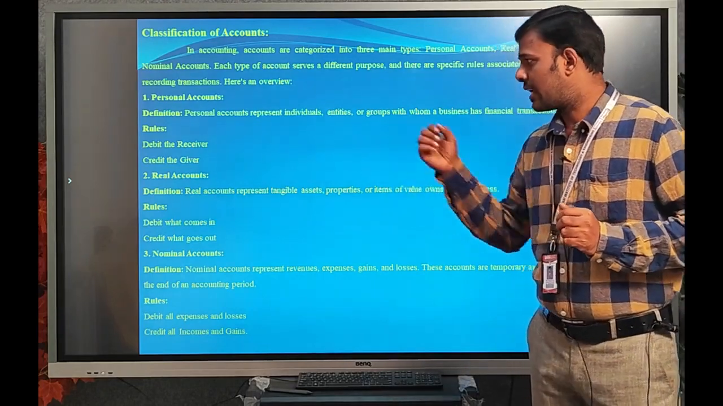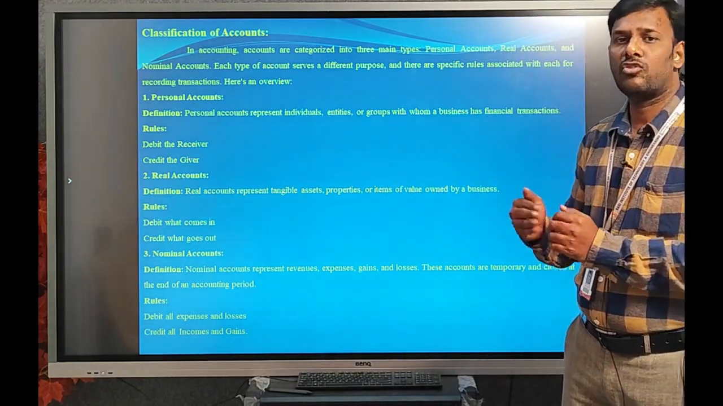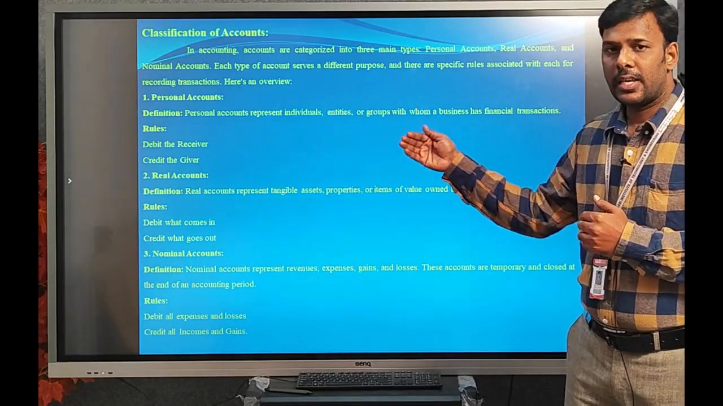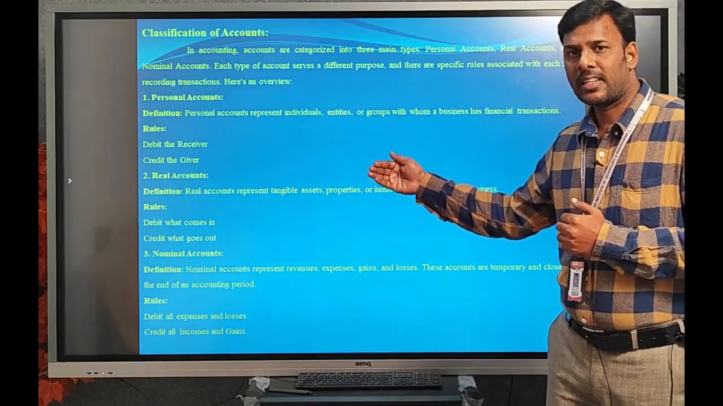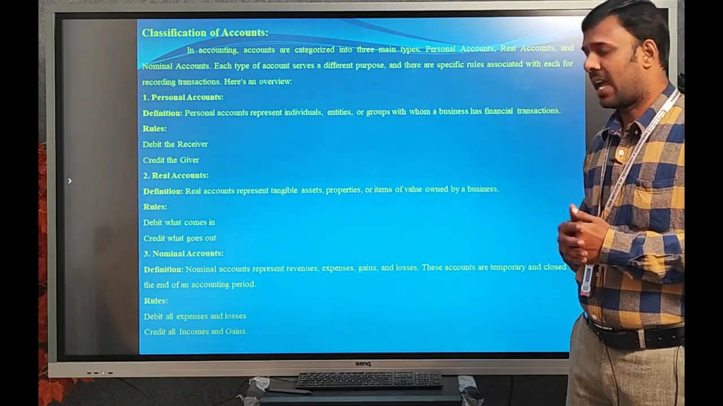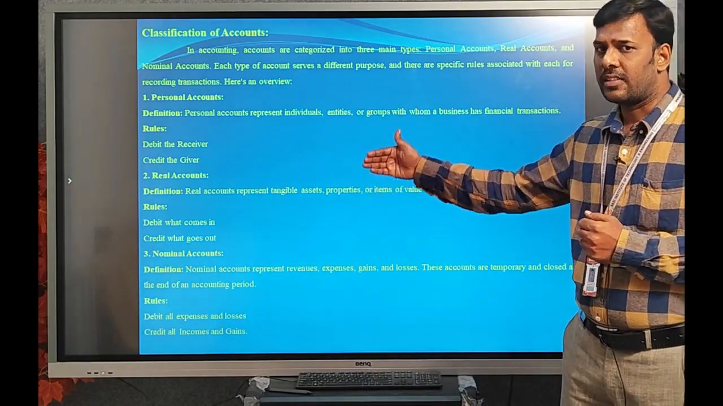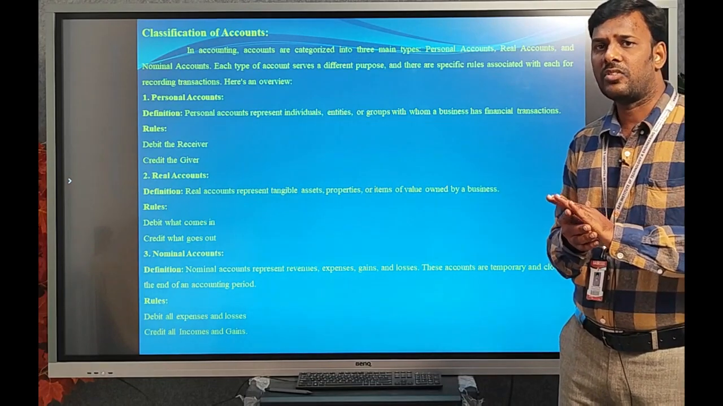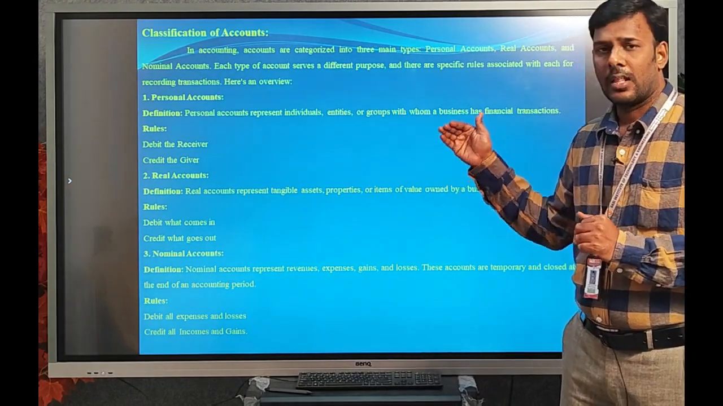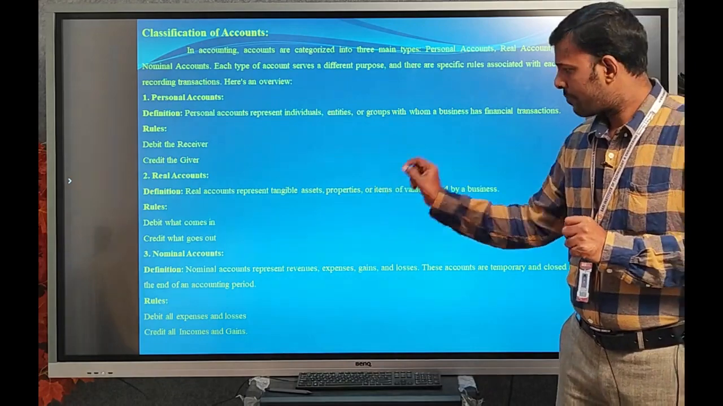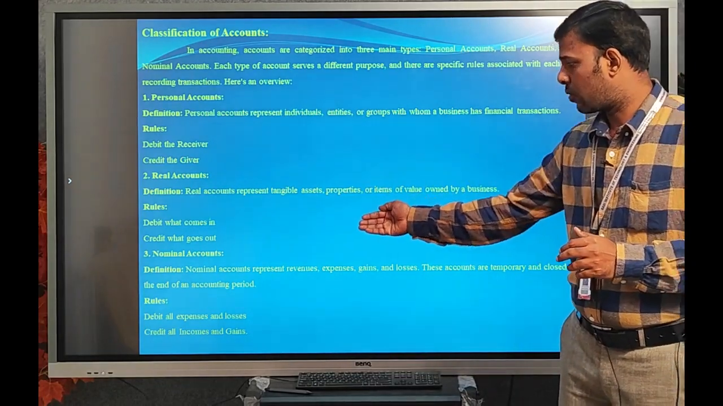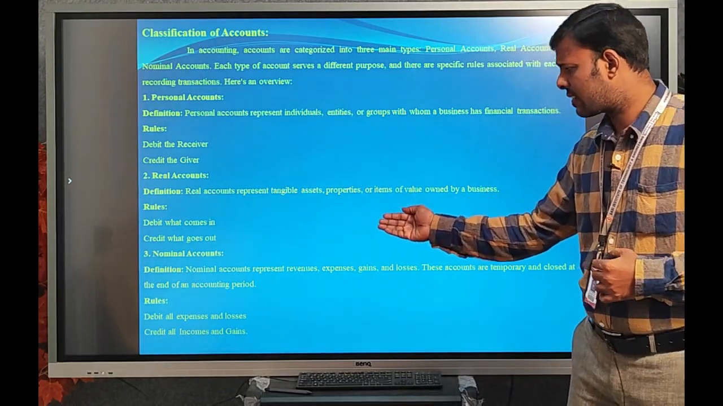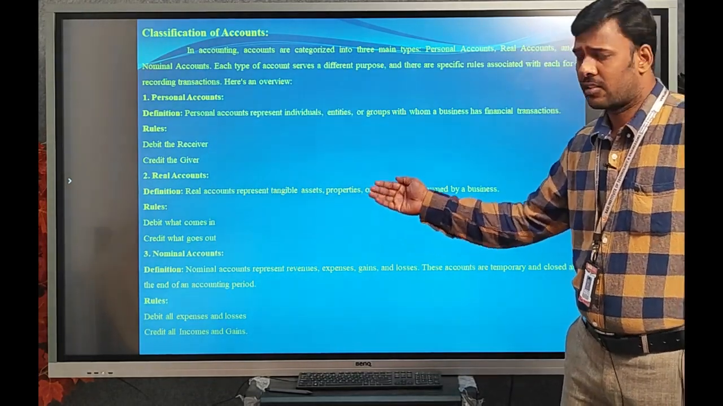Coming to real account, it belongs to all the assets of the organization. And here there is a basic rule: debit what comes in and credit what goes out. The third one is nominal account. This belongs to all expenses and losses, all incomes and gains of the organization. All will be included in the nominal account. And the rule is: debit all expenses and losses, credit all incomes and gains.